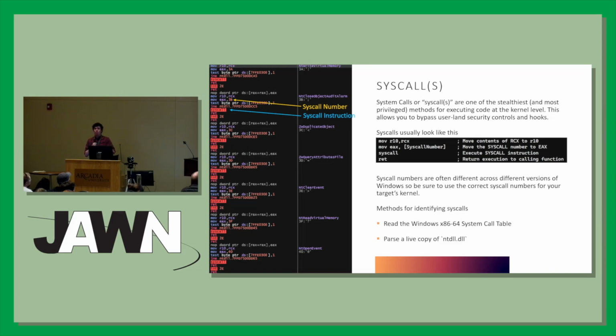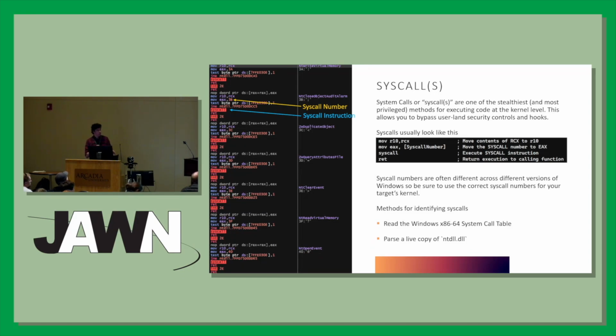It's the address of that syscall instruction in memory. So all of your functions have these things. All of your syscalls have a syscall number, address, all these things. Syscall numbers are often different across different versions of Windows, so be sure to use the correct syscall numbers for your target's kernel. Once again, we don't want our payload to not be executed.